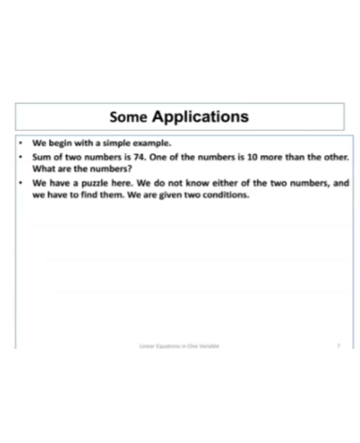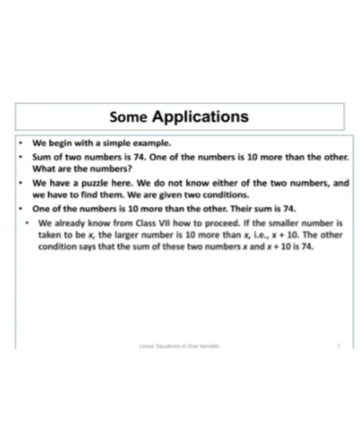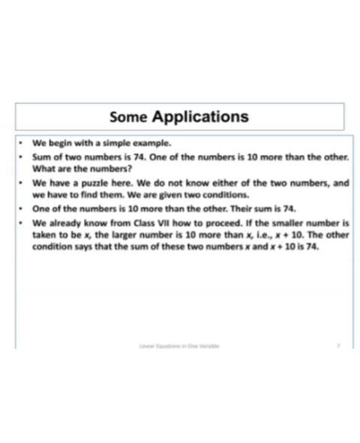Some applications. We will begin with a simple example. Sum of two numbers is 74. One of the numbers is 10 more than the other. What are the numbers? Now here we have a puzzle. We do not know either of the two numbers and we have to find them. But we are given two conditions. One of the numbers is 10 more than the other. Their sum is 74. We already know from class 7 how to proceed.